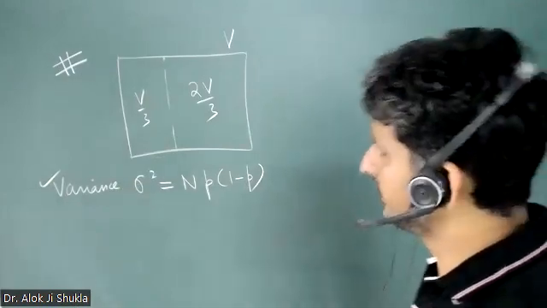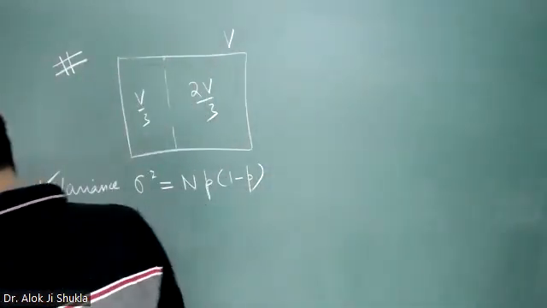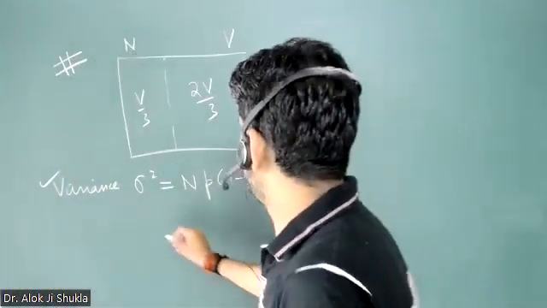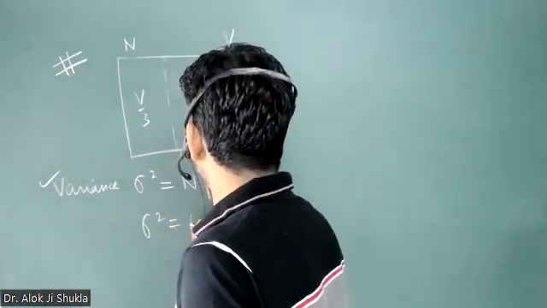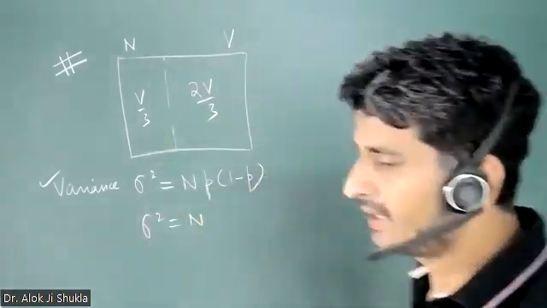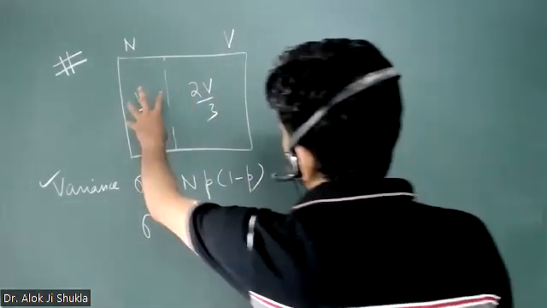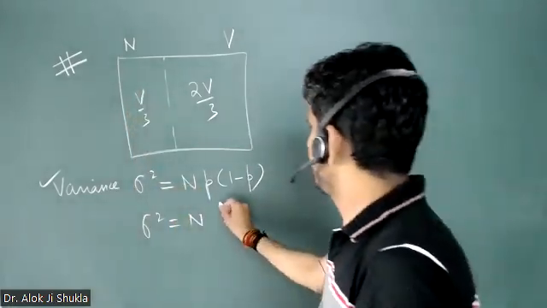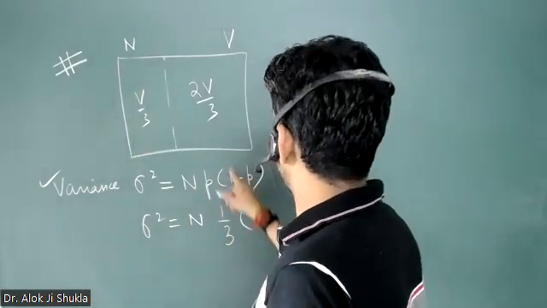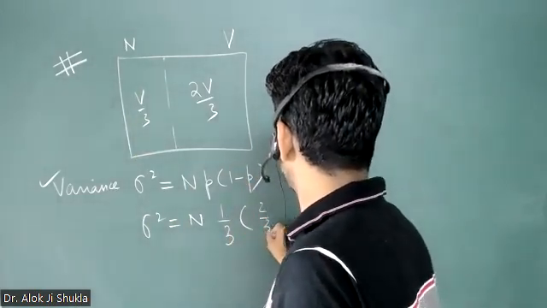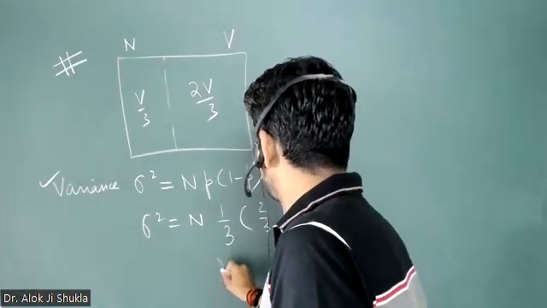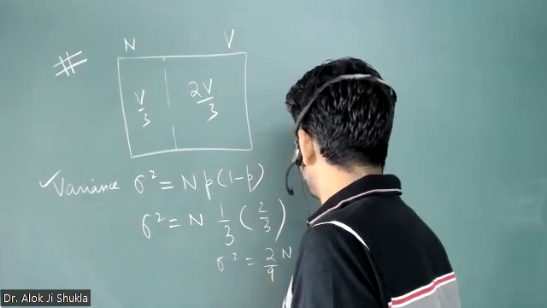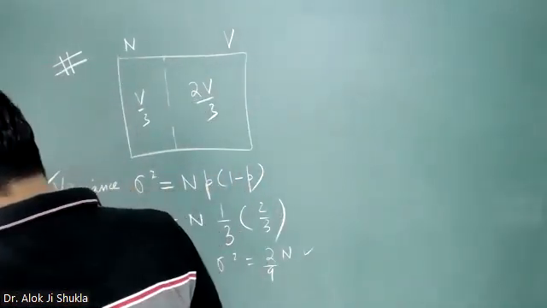Okay. Calculate for n particles. Suppose n particles. So sigma square is equal to n. Suppose the probability of particle being here is 1 by 3, into 2 by 3. So what is probability being here? It is 2 by 3. So sigma square is 2n by 9.